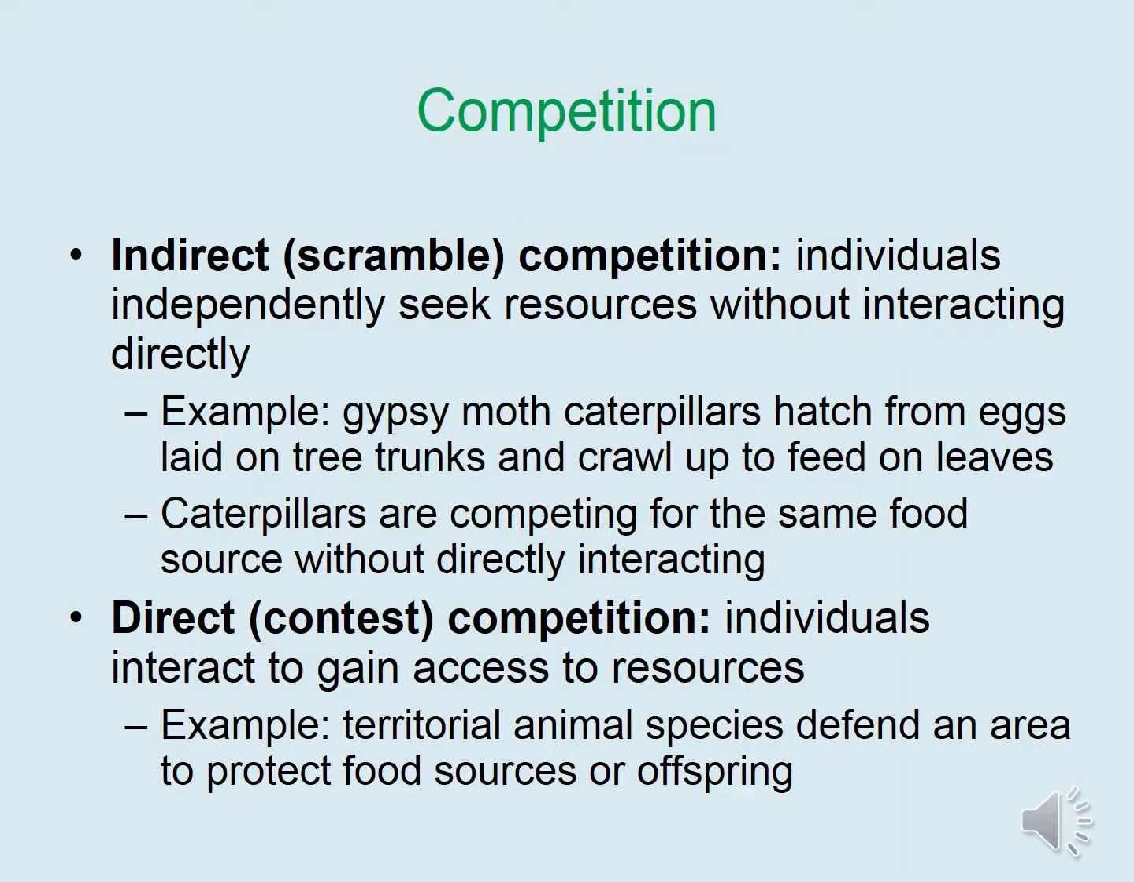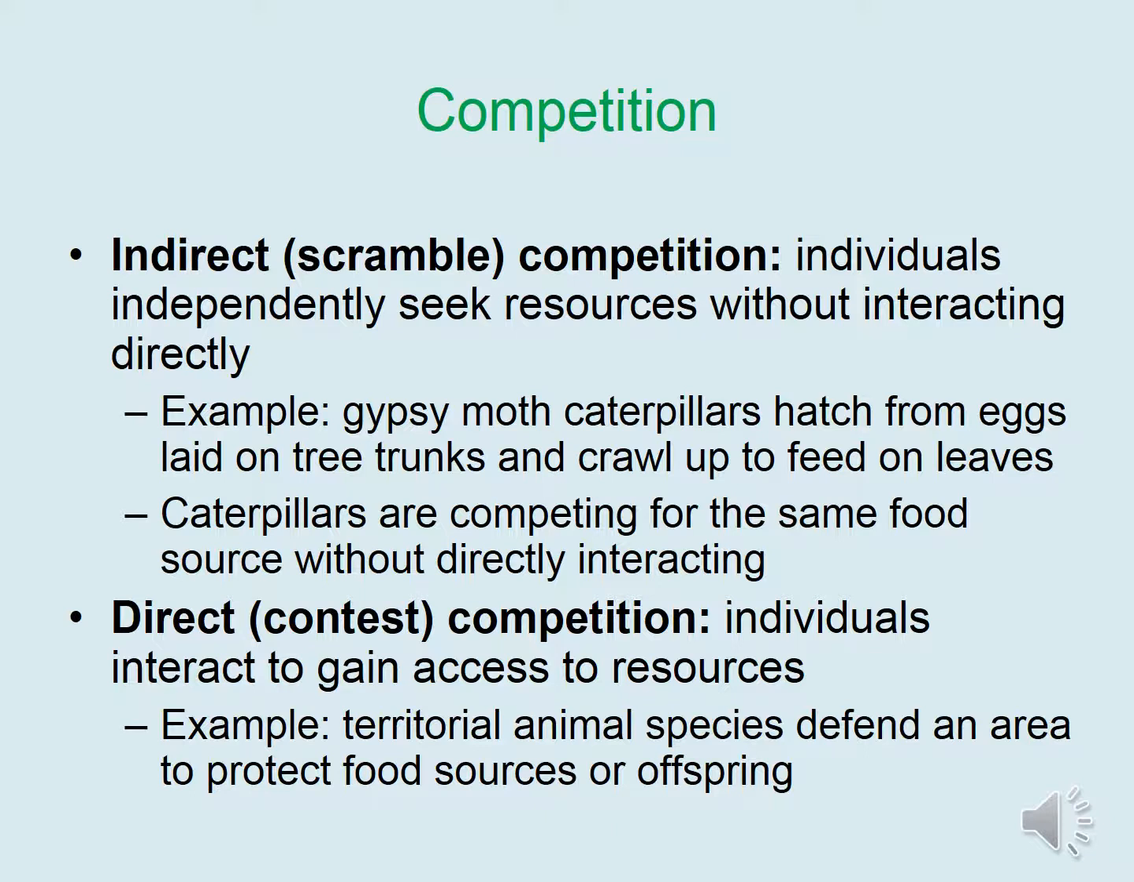There are two types of competition that take place between members of the same species or members of different species. These are known as indirect or scramble competition and direct or contest competition. During indirect competition, individuals independently seek resources without interacting with one another directly. An example would be gypsy moth caterpillars that hatch from eggs laid on tree trunks and crawl up to feed on the same leaves on the same tree. While the caterpillars are competing for the same food source, they are doing so without directly interacting with one another.